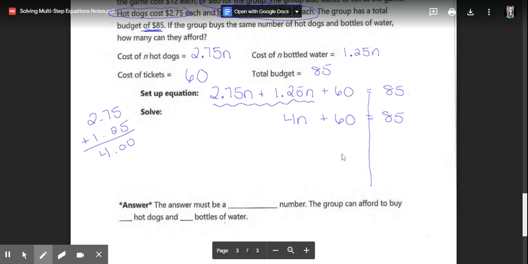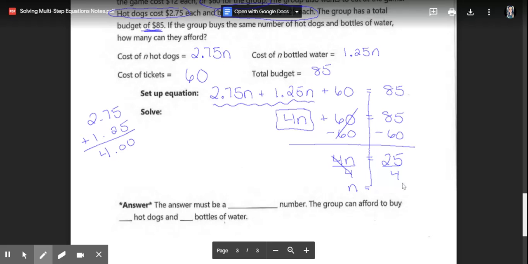What's the next step? I would box off my variable, and to move the positive 60 to the other side, I'm going to subtract 60. Minus 60, minus 60. This side goes away. I drop down the 4n equals 85 minus 60 is 25. What's the final step? I need to divide by 4. So the 4s are going to cancel.